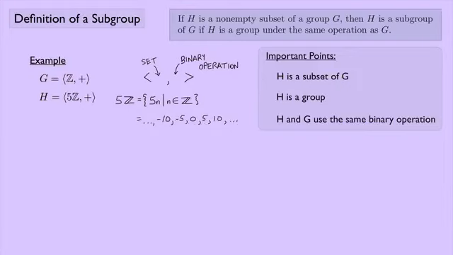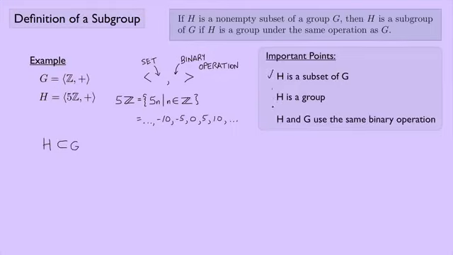So we have to check the three important points. H is a non-empty subset of G. Well, it's definitely non-empty. And is it a subset? Yeah, this is a subset of the set of integers. So I can say in this case that yes, H is indeed a subset of G. And so that first important point holds.